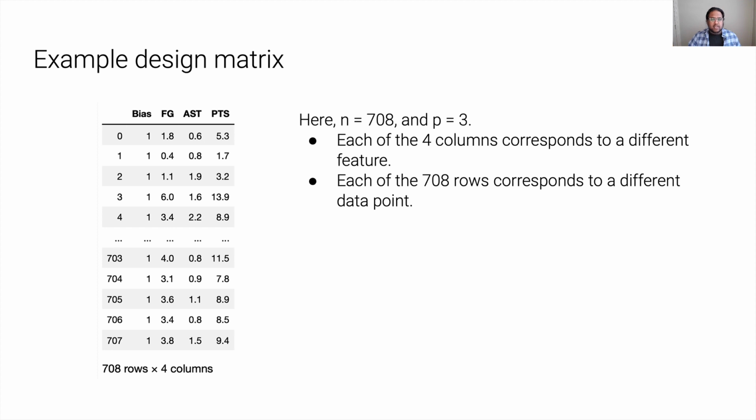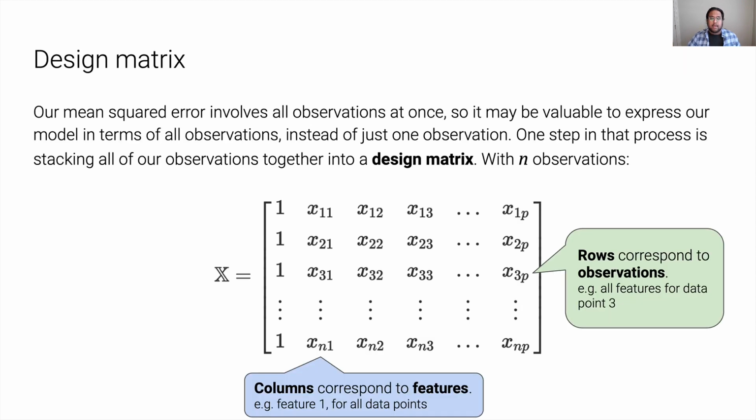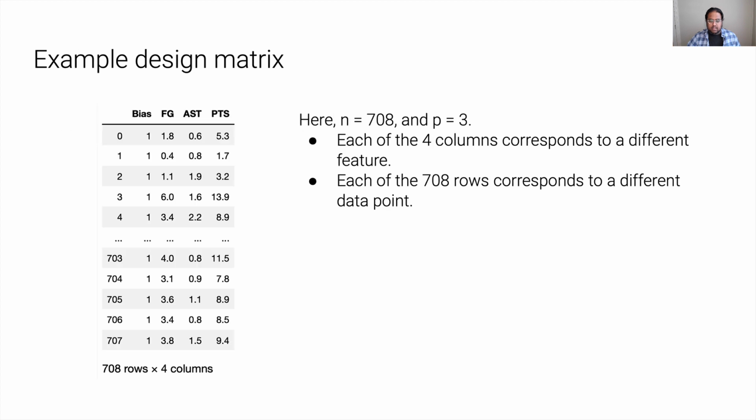Let's take a look at a tangible example. So here's what this data frame looks like when we take a look at it in a notebook. Pandas tells us that this data frame has 708 rows and 4 columns. That means we have 708 observations, or 708 data points. Using the formulation that we've described, we would say that this is 3 features plus an intercept term. And that would match this definition here.